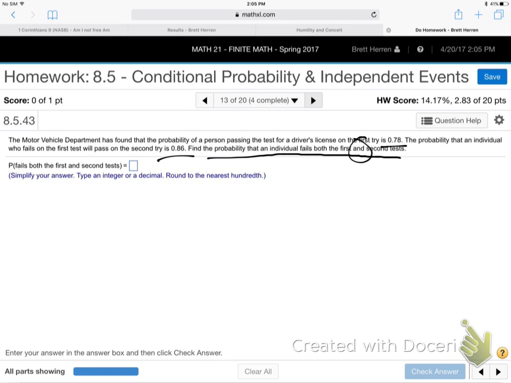That word 'and' has to be really big. Remember how I said that's got to jump off the page for you? What does 'and' mean we're going to do? Overlap. Multiply two things together, right? It's overlap and it means multiply. It means multiply them together.